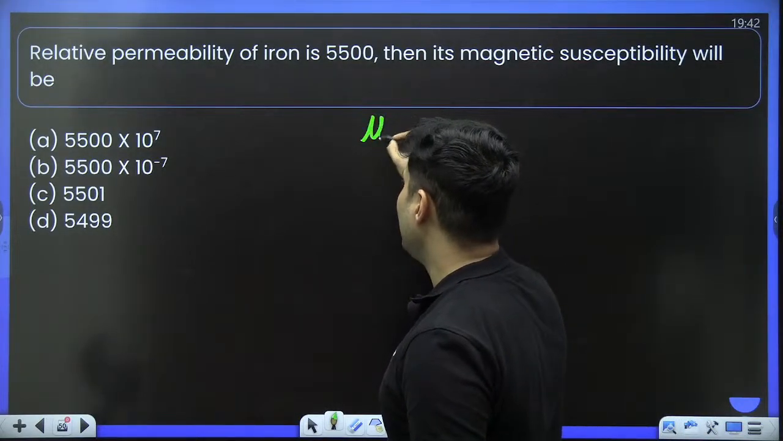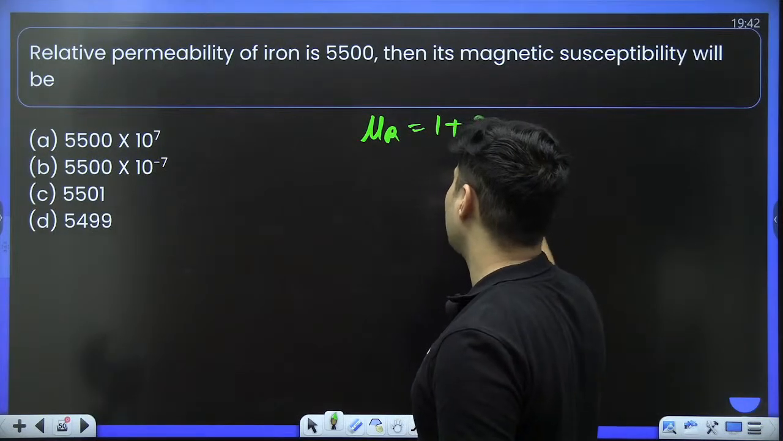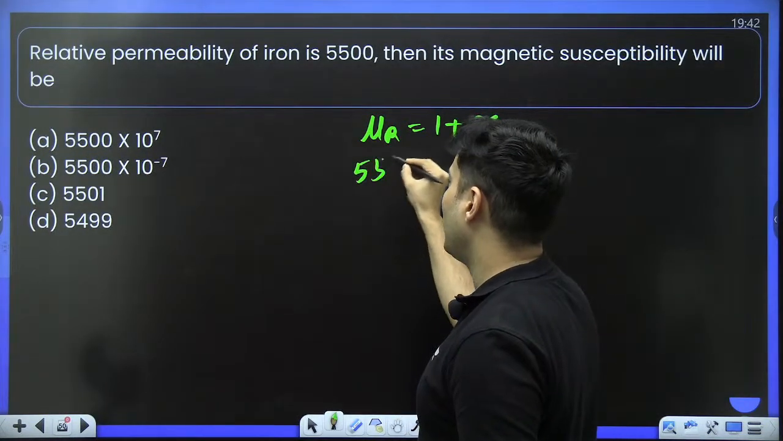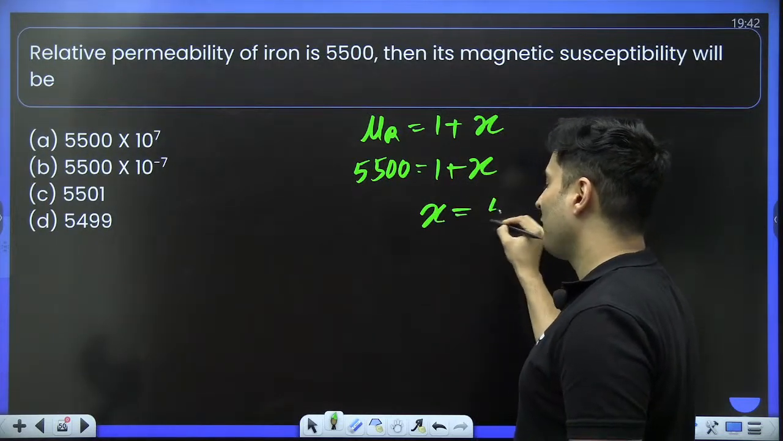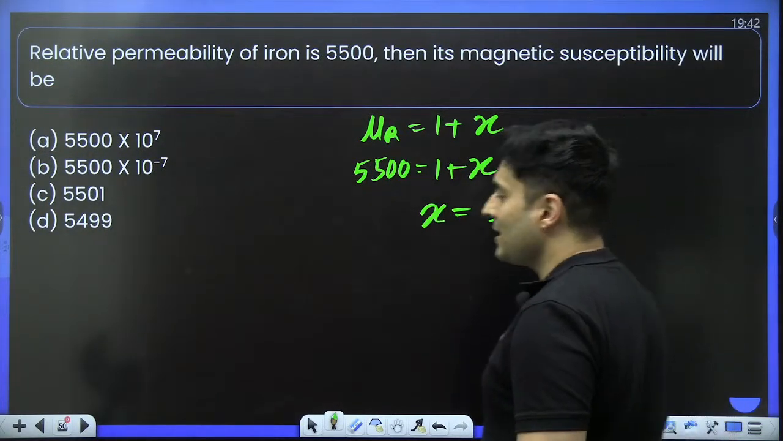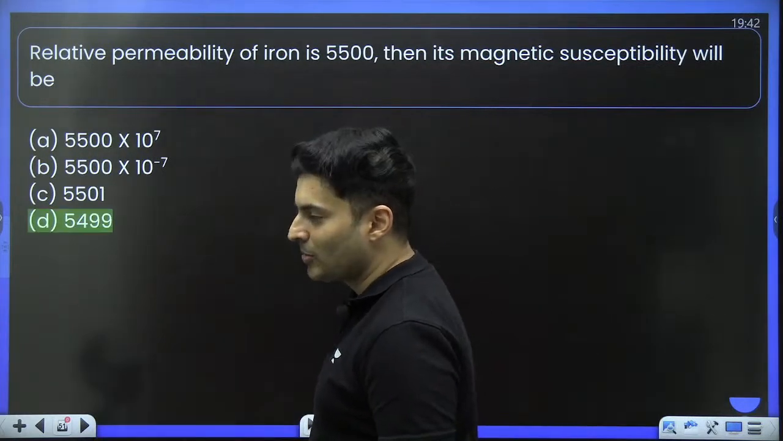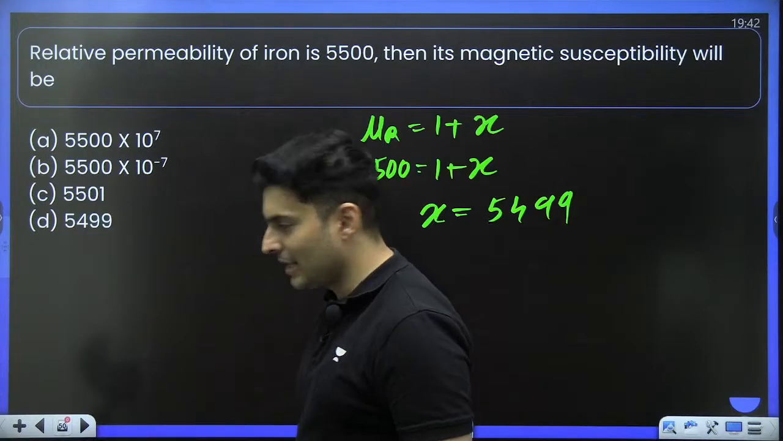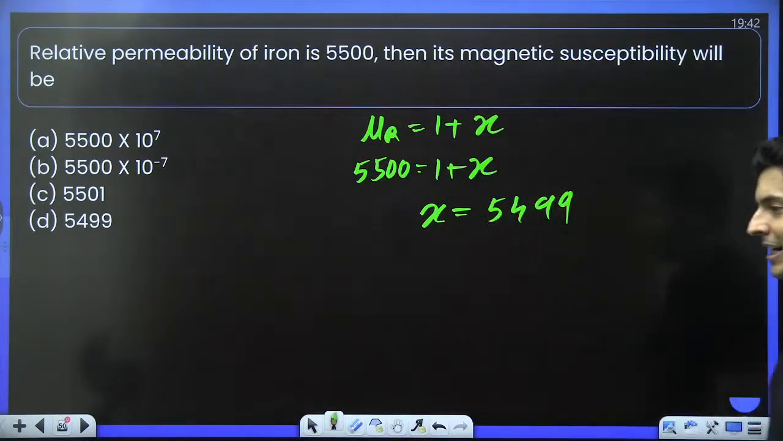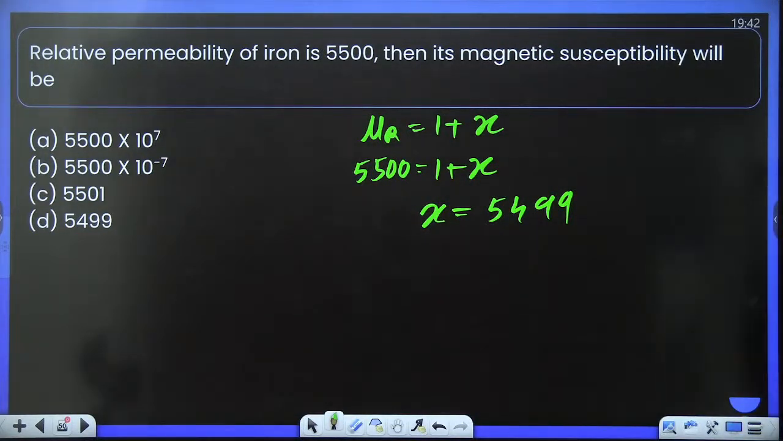Mu relative is 1 plus susceptibility. So 5500 is 1 plus x. So x is 5499. Exactly. That is option D. D for doctor. And looks like many doctors are there in the chats. Very good. Keep that up.